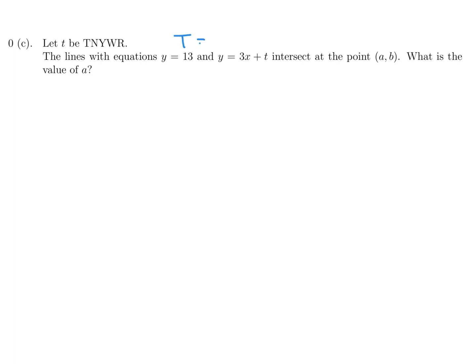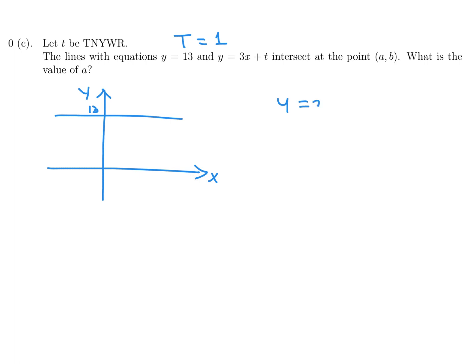T this time is the answer to the previous question, which is 1. The lines with equations y equals 13 and y equals 3x plus t intersect at AB. What is the value of A? So let's see here. We've got x-axis, y-axis, y equals 13. So this is 13, and that's the line y equals 13. Okay, the other one is y equals 3x plus t. Now t is 1, so that's my equation. So I guess to get the intersection, I really don't even need the graph. I just substitute 13 for y and just solve, I guess.